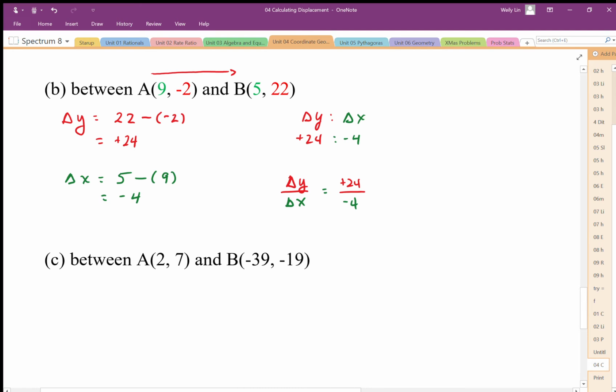Now this ratio is really what we're interested in. This ratio is called our slope ratio. This is going to give us the change, the horizontal and vertical change in our relationships.